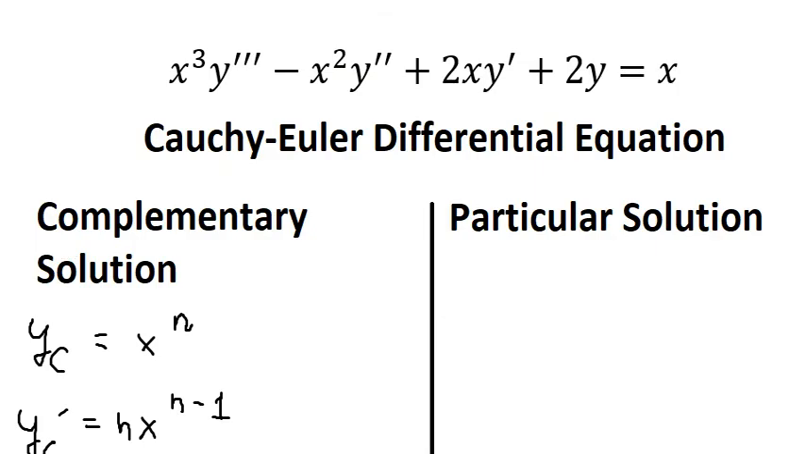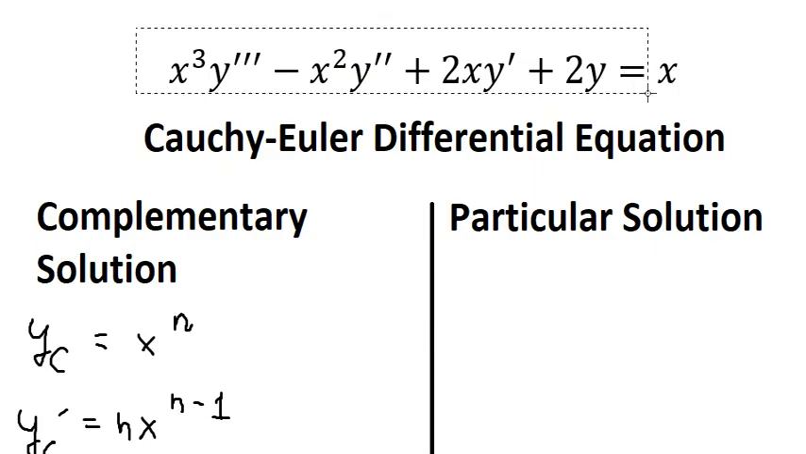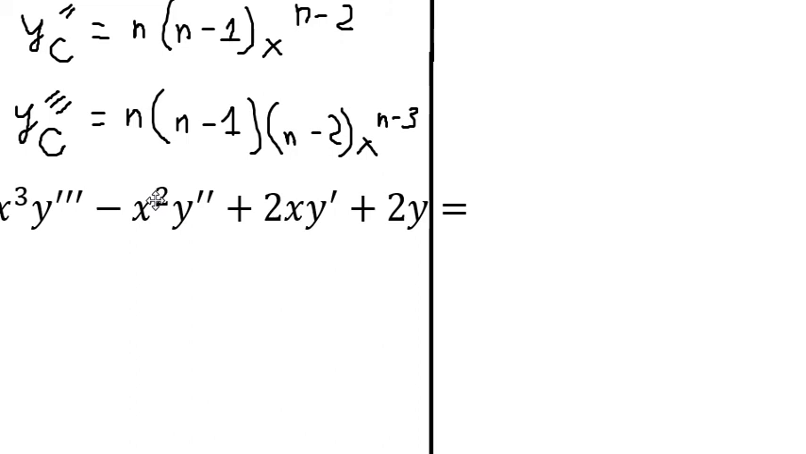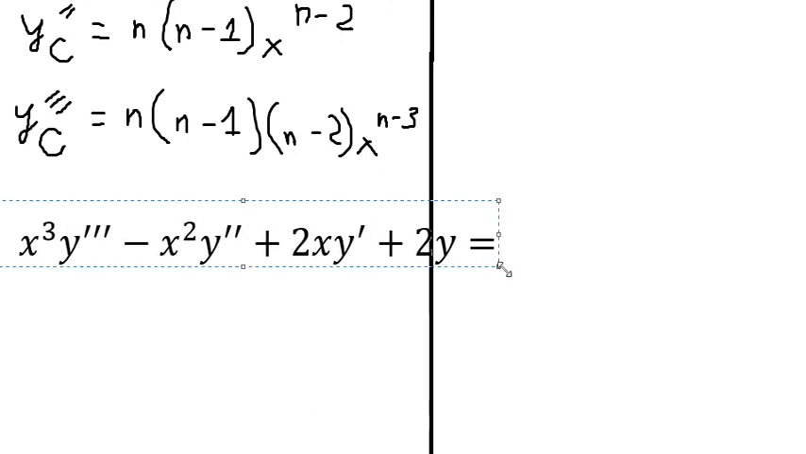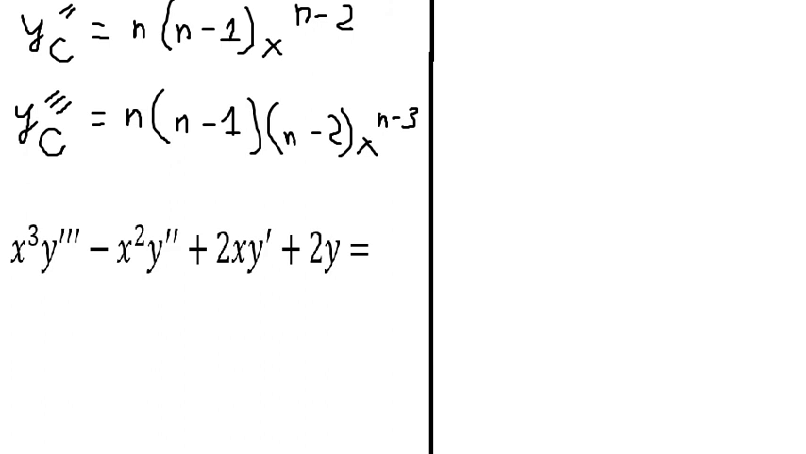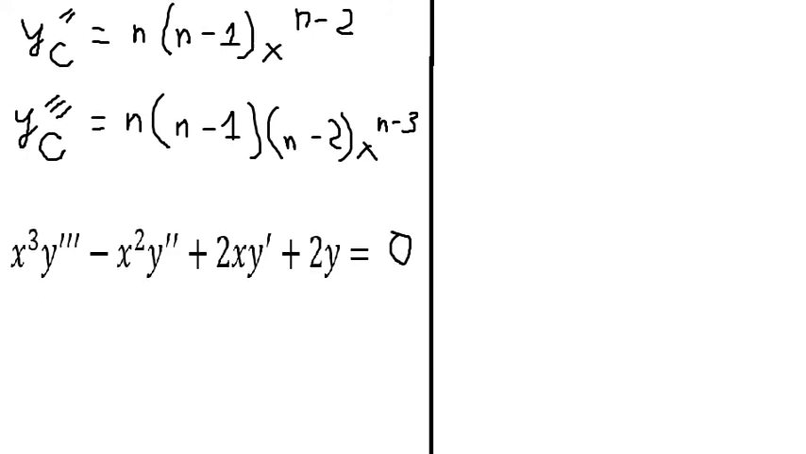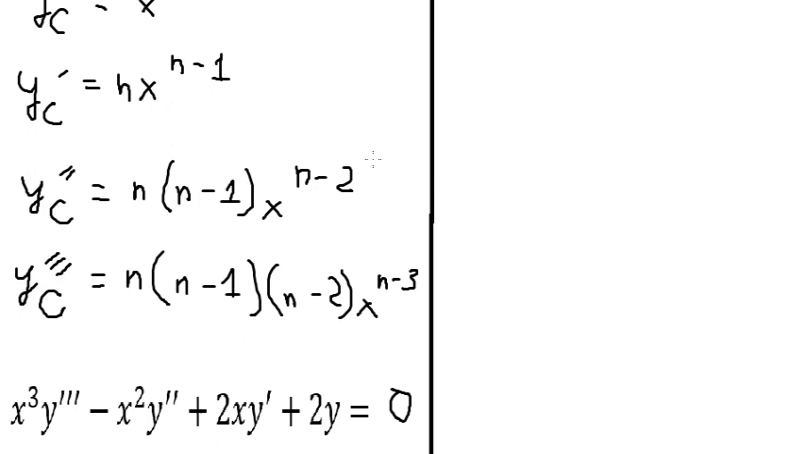Now we have this equation here, but this is about the complementary solution, so this equals 0. I will substitute into this equation: the first derivative goes here, this one goes here, and this one goes here.